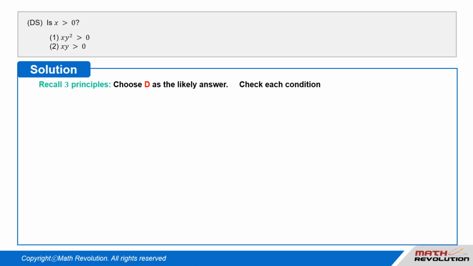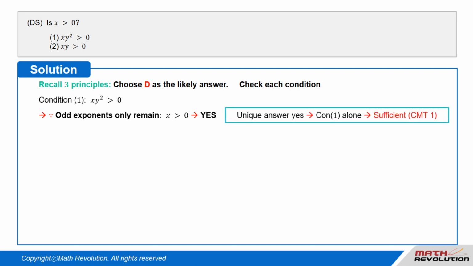Recall 3 principles and choose D as the most likely answer. Let us take a look at each condition. Condition 1 tells us that x times y squared is greater than 0. Since only the odd exponents remain, x times y squared is greater than 0 becomes x is greater than 0. Thus, the answer to the question, is x greater than 0, is a unique yes, so the condition is sufficient according to CMT1, which states that the answer will be in terms of a unique yes or no.